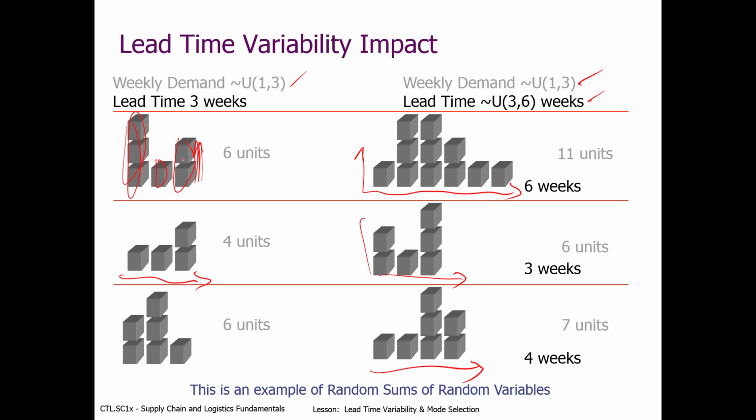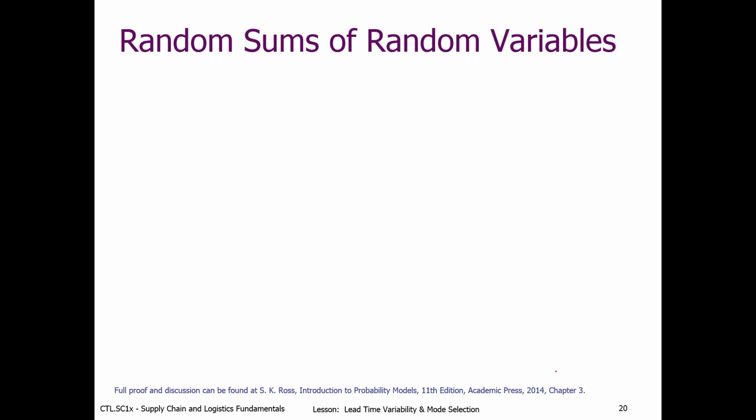And so over here, when I know it's always 3 weeks, I know I have this random variable of 3. It's either going to be 1, 2, or 3 each week, and I know there's always 3 weeks. Here, not only do I have my random number of shipments for demand each week, but there's a random number of weeks. That's why it's a random sum of random variables. So how do we handle this? Well, let's look at it mathematically.